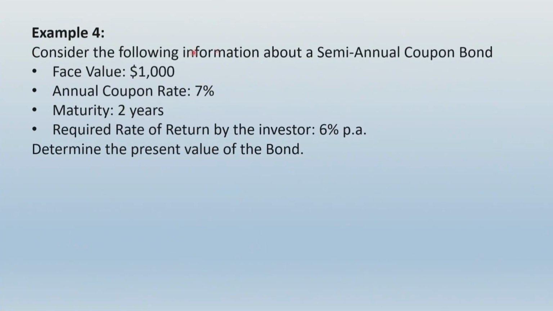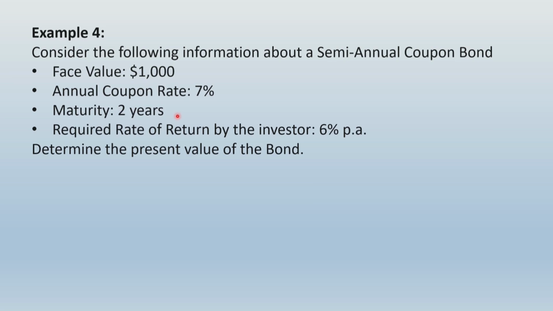It says, consider the following information about a semi-annual coupon bond. Face value $1,000, annual coupon rate 7%, maturity 2 years, required rate of return by investor is 6% per annum. Determine the present value of the bond. So the usual approach of making the calculation with a little bit of adjustment required. What adjustments are you going to make? No changes in the face value, keep it as it is. Annual coupon rate will be divided by 2, so instead of 7%, the coupon rate will now be 3.5%.